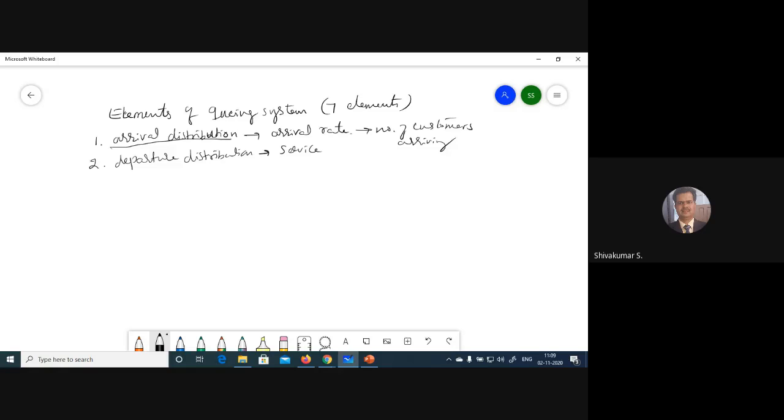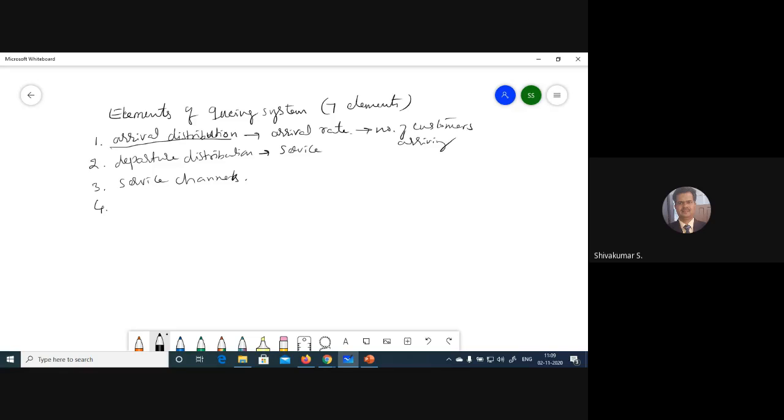And the third is service channels. How many channels are there to get queue service? Channels are very important here. With more channels, you're going to get very quick service. With fewer channels, it takes more time to get served.